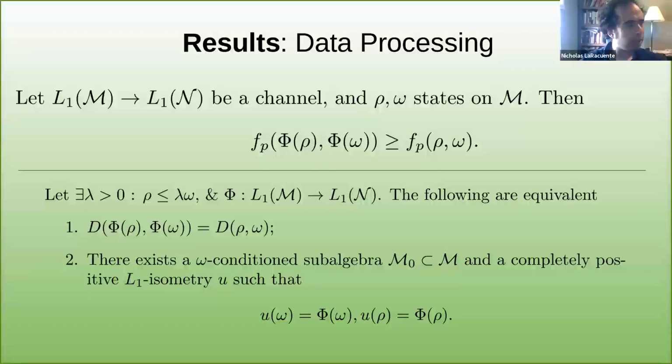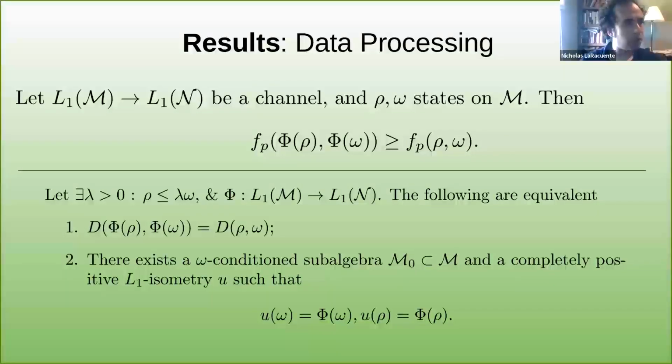We also derive another condition on the relative entropy saturation for data processing, which is that when it is saturated, there exists a completely positive L1 isometry that maps both omega and rho to their output versions after the channel has acted on them. And so this is sort of a more mathematical characterization of the saturation condition, whereas the recovery map formulation is sort of a more operational characterization.